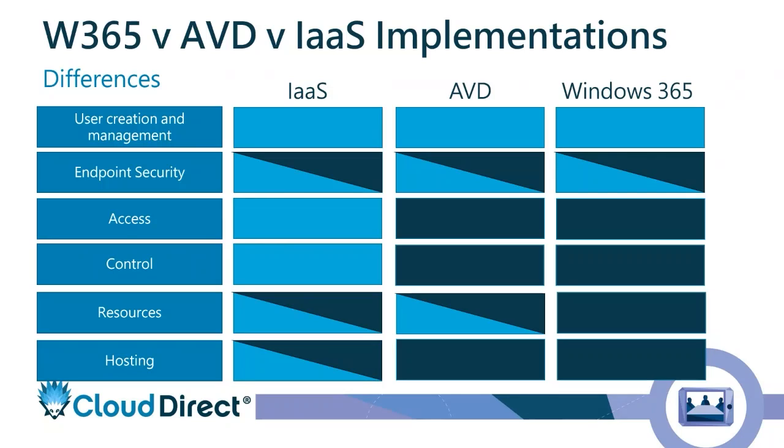So I thought I'd walk through some of the differences between Citrix as an IaaS service, Azure Virtual Desktop and Windows 365. So in terms of your user creation and management, Active Directory is available for all of these, whether it's Active Directory, Azure Hybrid or Azure AD. So for endpoint devices, for the security around those, who's responsible for that device?